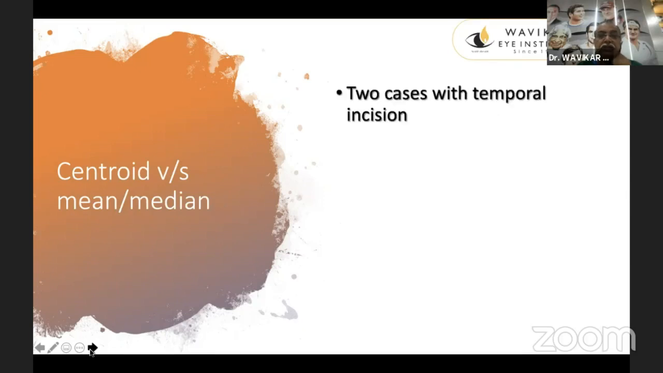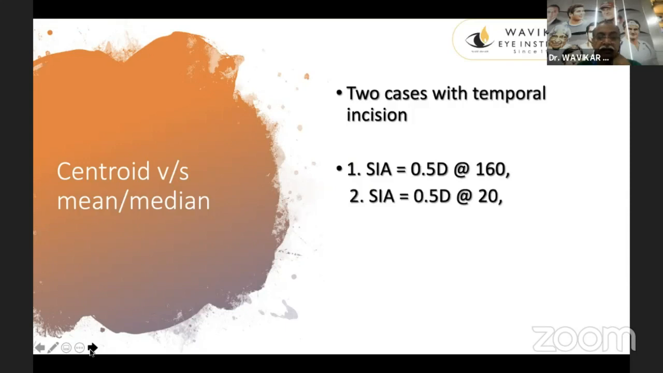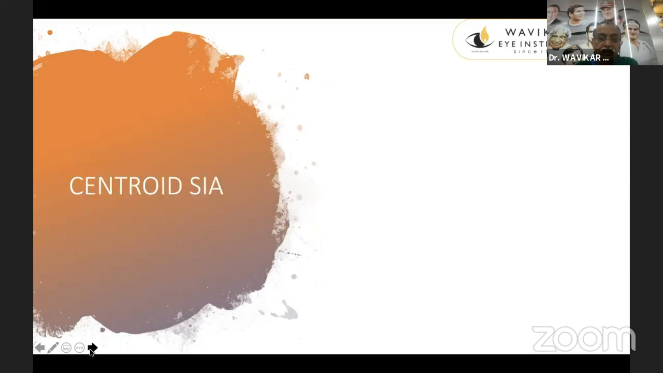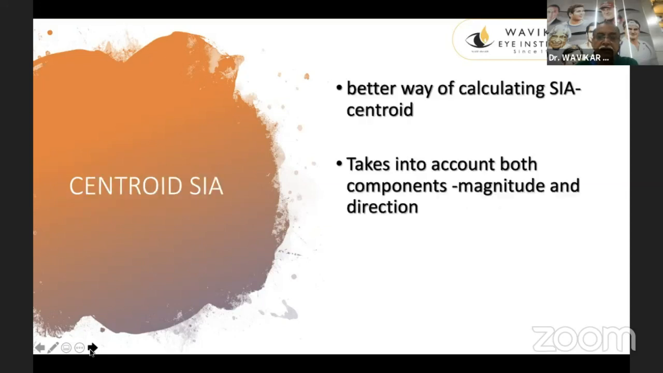Now let us take an example. There are two cases with temporal incision. One has induced an SIA of 0.5 at 160 degrees, and the other case has induced SIA of 0.5 at 20 degrees. That means just above and below the temporal incision, straddling the incision. If you do the mean of only the magnitude, the mean would be 0.5. But if you do the centroid, because you take into consideration the direction, the centroid would be 0. And therefore, it is very, very important that we shift to centroid. So it's a better way of calculating SIA.